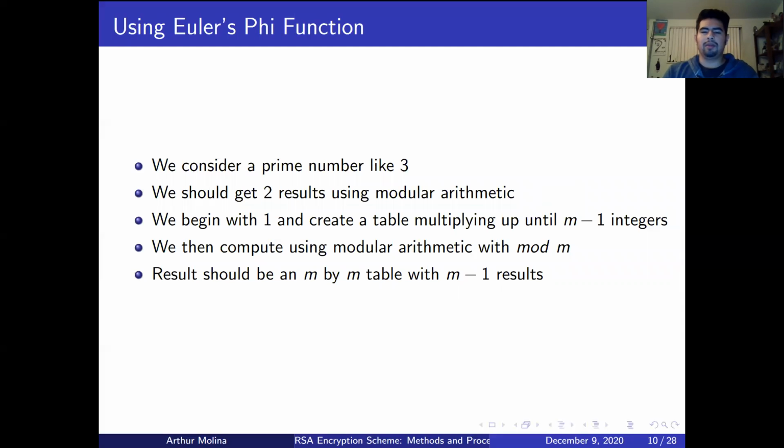So we could consider a prime number like 3, and we should get two results using modular arithmetic. First we begin with 1, and then we multiply by m minus 1 integers, and we create a table, computing this using modular arithmetic with the modulus being m, and the result should be an m by m table with m minus 1 results.